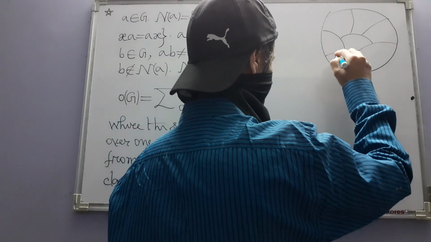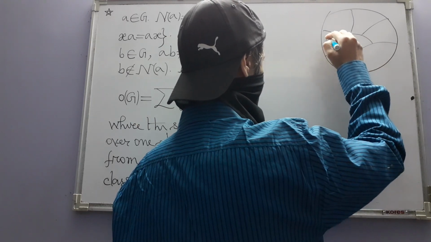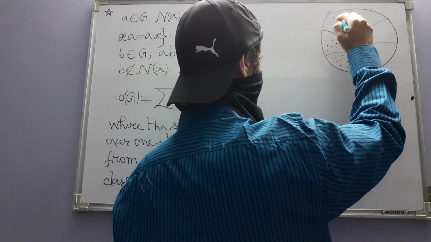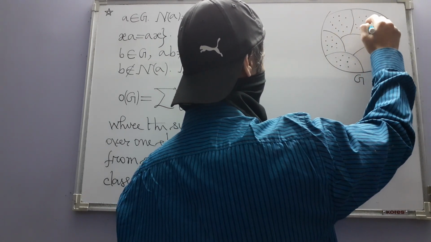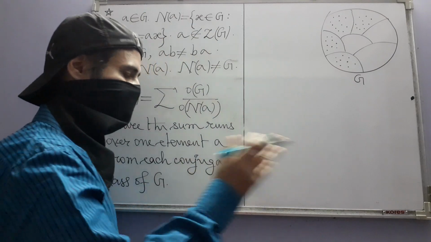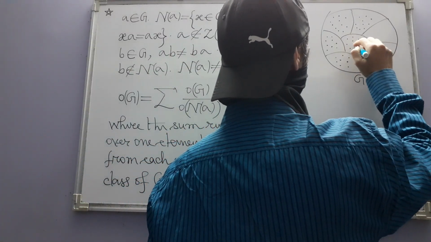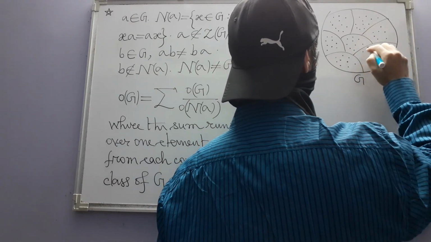So in these conjugate classes there are elements which are conjugate to one another. In some other conjugate class there are other elements. So within a conjugate class, all the elements are conjugate among themselves, and no two elements from two distinct conjugate classes are conjugate to each other.